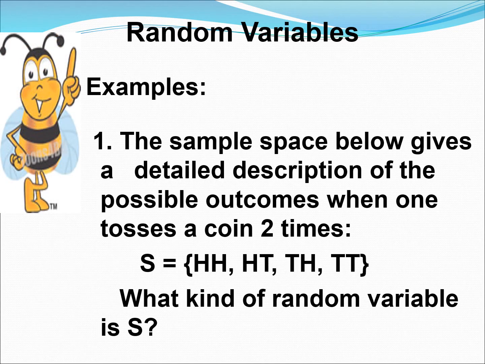Example. The sample space below gives a detailed description of the possible outcomes when one tosses a coin 2 times. The possible outcomes are head-head, head-tail, tail-head, tail-tail. What kind of random variable is X? Is it discrete or is it continuous?